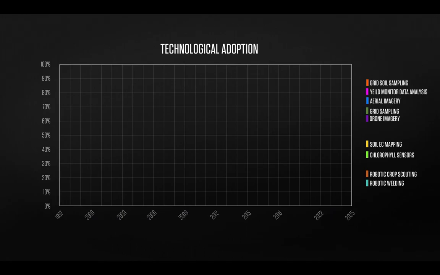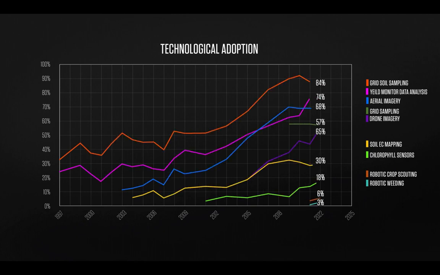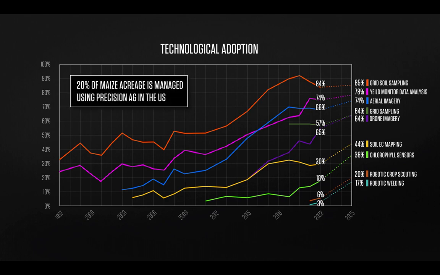This technology is fantastic, has been available for years now. So the trends are the ones that I'm showing you in this graph. This is a percent of increase in the adoption of some technologies. For example, one of the most popular ones is grid soil sampling, yield monitoring. But even though these technologies are very popular, only 20% of the crop acreage, for example, for corn, is managed using precision agriculture in the United States. And so that's telling me that some of this information is being underutilized.